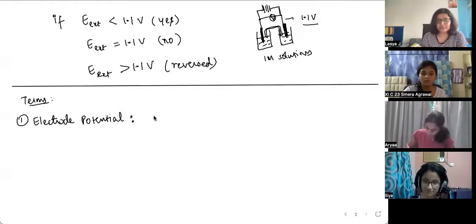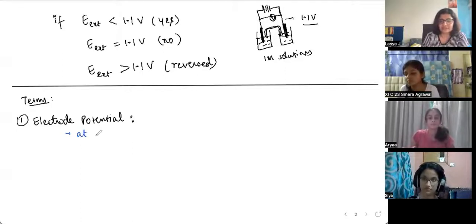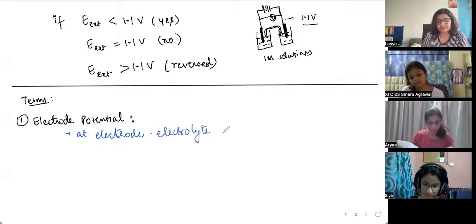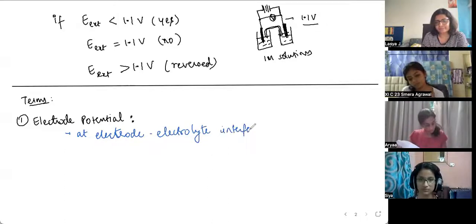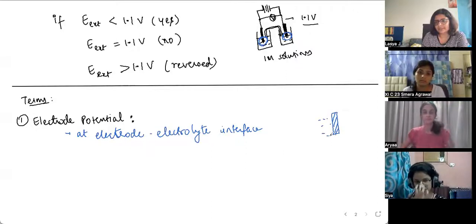So electrode potential is basically the potential measured between the electrode and electrolyte interface. Basically this part of the cell, depending on what you're looking at. Suppose you have the electrode and it's surrounded by the electrolyte.